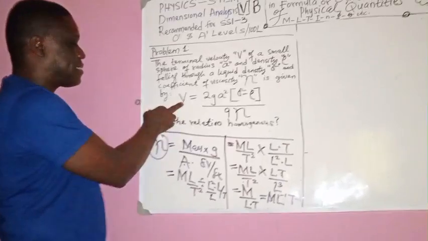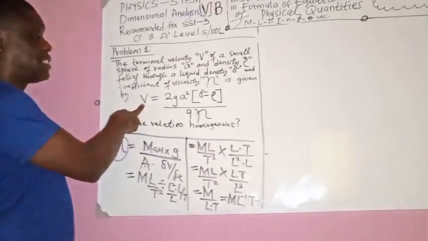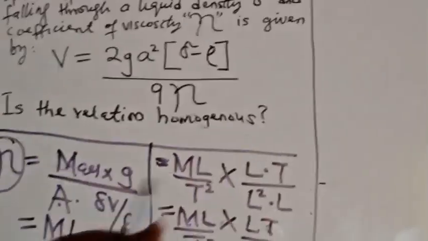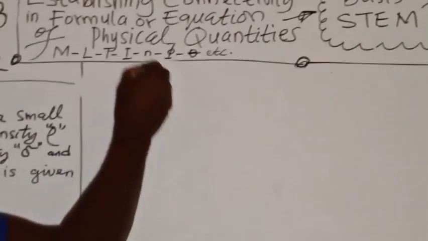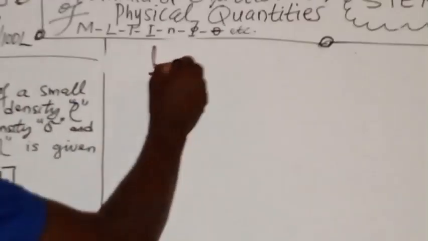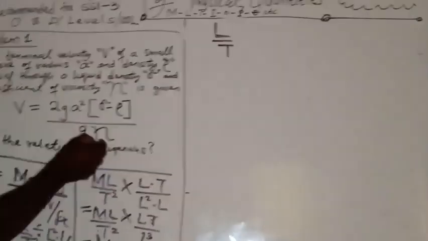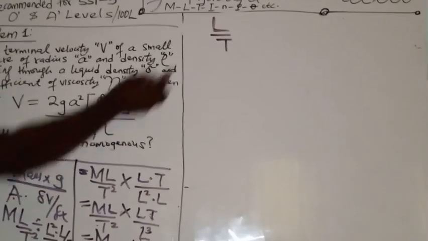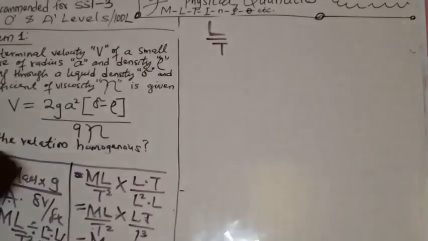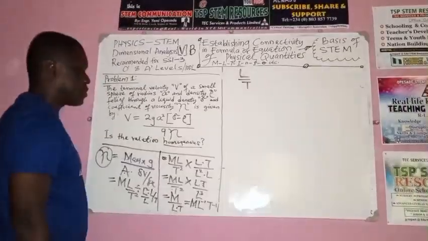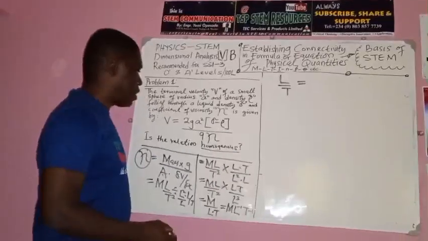Now, if you look at the left-hand side, V stands for velocity. It means that the dimension of this V is L per T. That's velocity. By the time we are finished analyzing all this at the right-hand side, you must get L over T. Otherwise, the equation cannot be said to be homogeneous. Let's try to see how that will be.